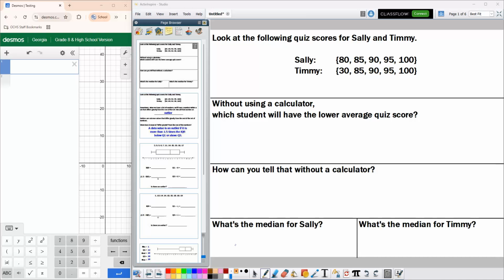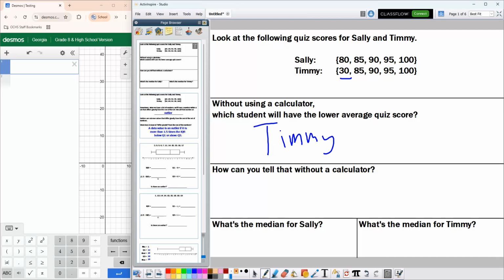The first thing that pops out: Timmy had a tough day this day. I don't know what happened, but all the other quiz scores are the same, right? Pretty much the same student. Maybe Timmy had a bad day one day. It is what it is. So which student would have the lower average quiz score? Timmy would have a lower average quiz score, right? Because of that 30. Everything else is the same. 30 is less than 80.